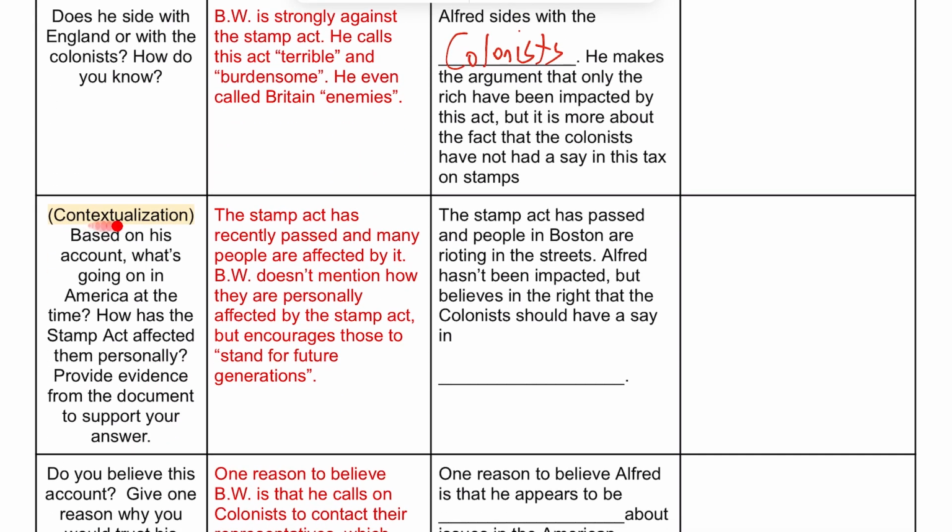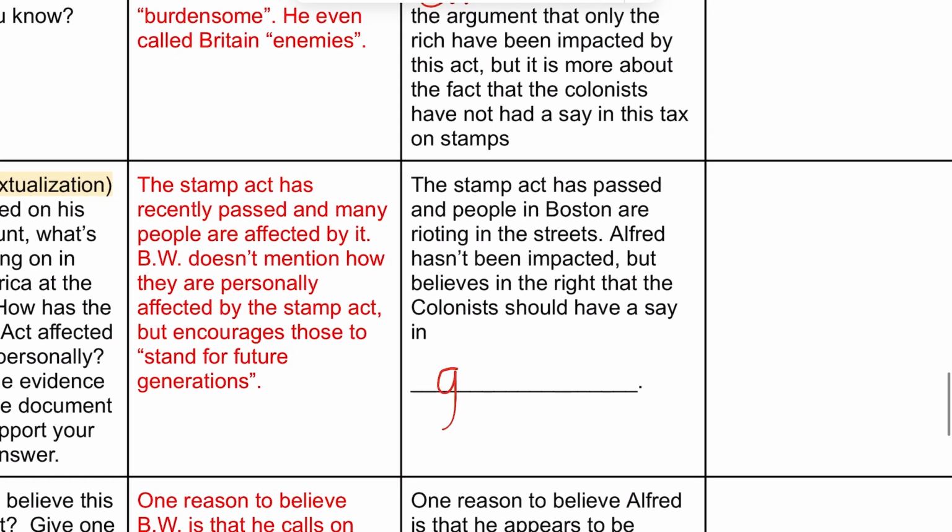Okay, contextualization. Based on this account, what's going on in America at the time? How has the Stamp Act affected them personally? Provide evidence from the document to support your answer. The Stamp Act has passed and people in Boston are rioting in the streets. Alfred hasn't been impacted, but believes in the right that colonists should have a say in government.